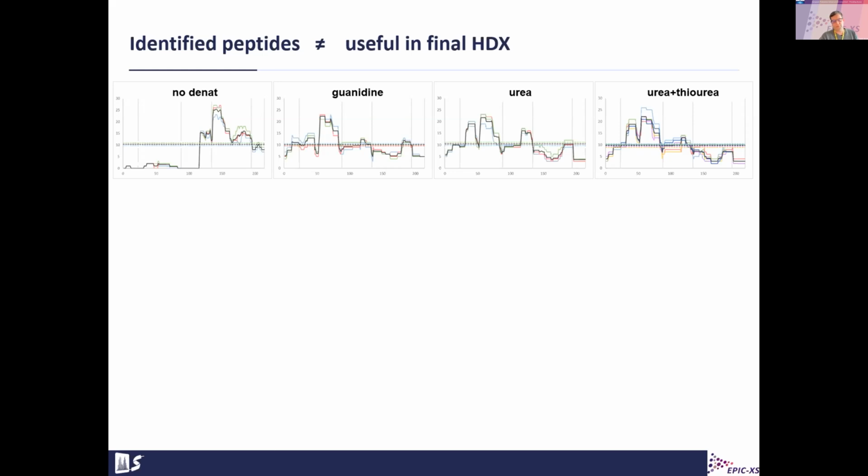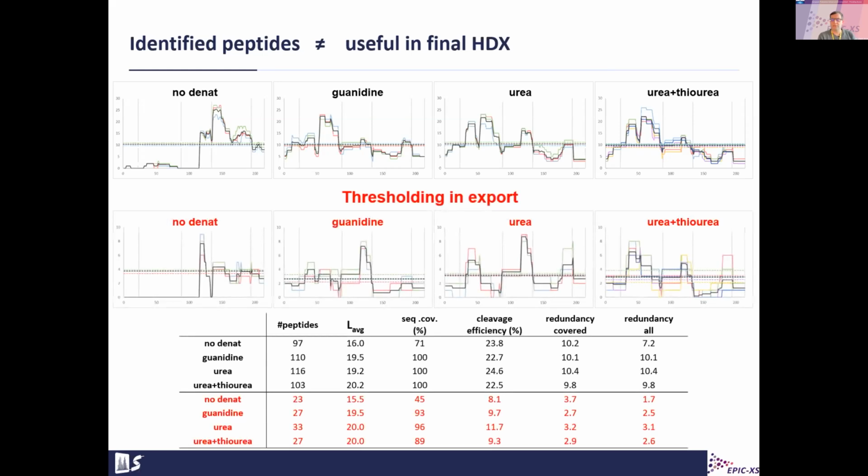To somehow approach that state, we are using what we call thresholding in the export of the LC-MS data. And here you have the graphs when you set quite a strict threshold, but that somehow reflects how many peptides you will then most likely see in the HDX and providing the data. You can see that the numbers are going drastically down. Especially for the conditions without the denaturing agents, we are completely losing coverage in the N-terminal half. But also with the denaturing agents, it's not so optimistic.